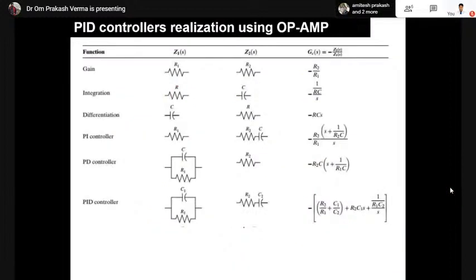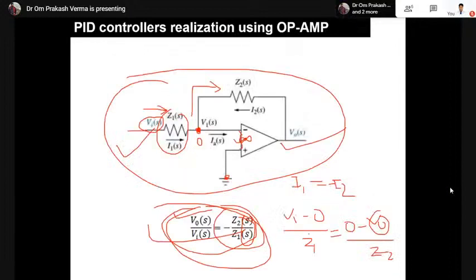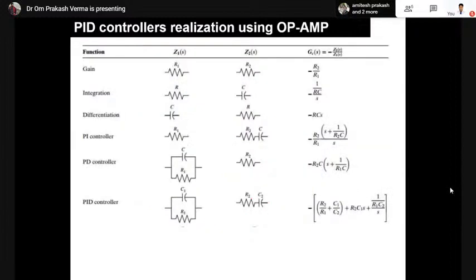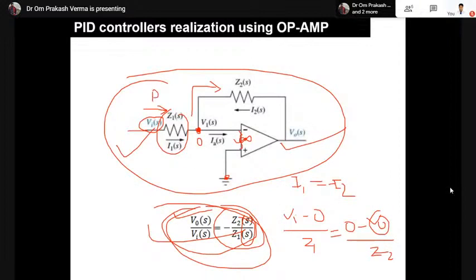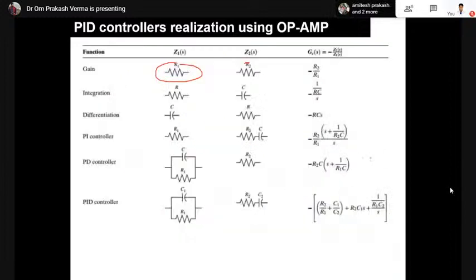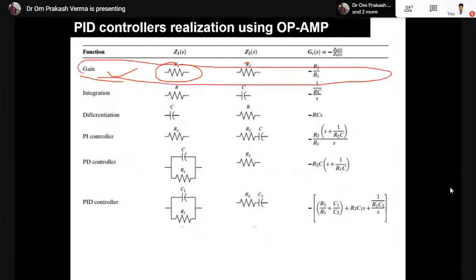These are the concepts used here, and with the help of these concepts you can realize different types of controllers. Let's say R1 and R2 are used here. This is R1 and this one is R2. Your transfer function becomes minus R2 by R1, which is nothing but a constant value. So you can say this is the gain type of controller, or simply the proportional controller.